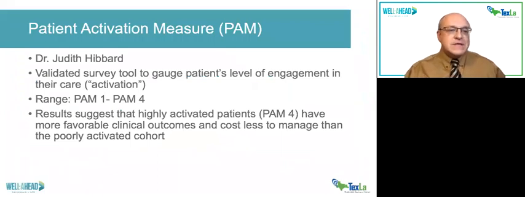This came out of a study some years ago. Dr. Judith Hibbard had done a study looking at a tool where they surveyed people on their level of engagement and wanted to see what would happen with that. They scored them with a PAM, patient activation measure, on a scale of 1 to 4. And the results showed that a highly activated patient with a PAM-4 score had a more favorable clinical outcome and cost less to manage than a poorly activated cohort, okay?